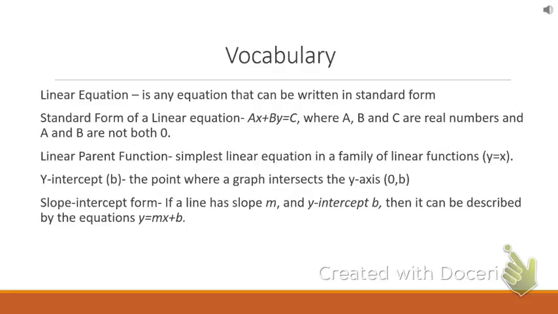Here are some key terms you need to be familiar with. One is the linear parent function. You notice it's y equals x. The y-intercept. Y-intercept from this point on will be indicated using a lowercase letter b. And the slope-intercept form of a line, which is written in the equation y equals mx plus b.